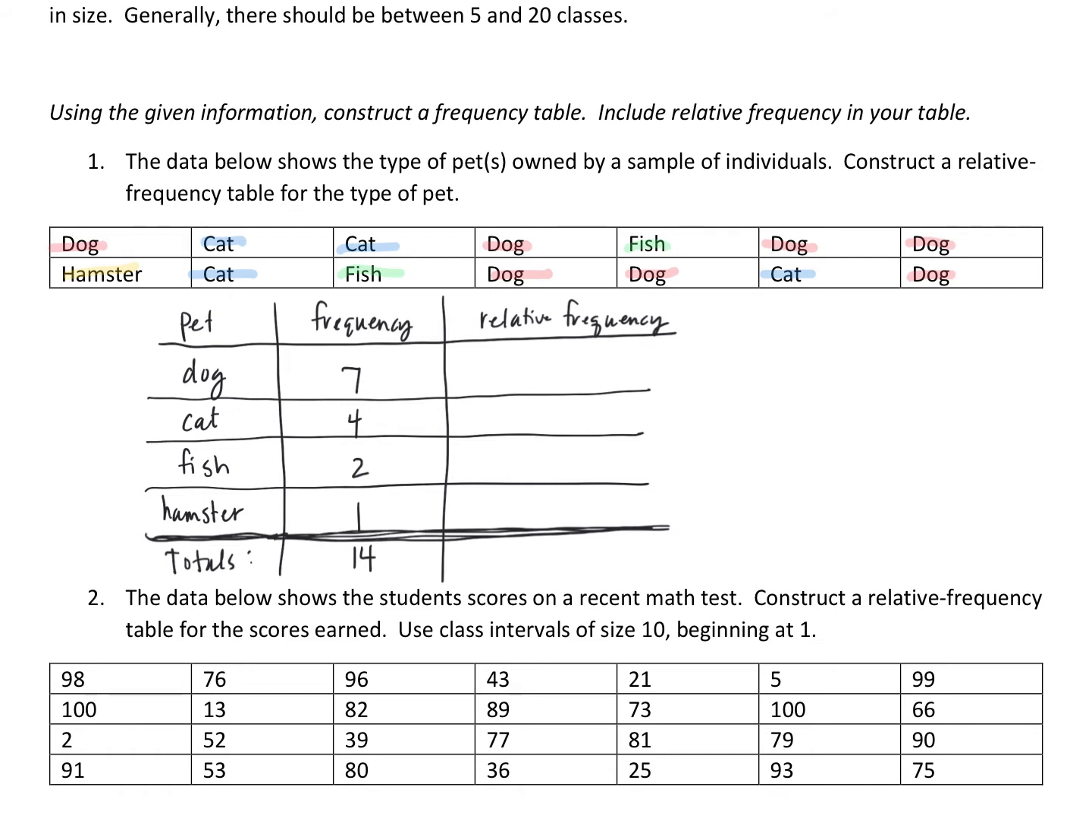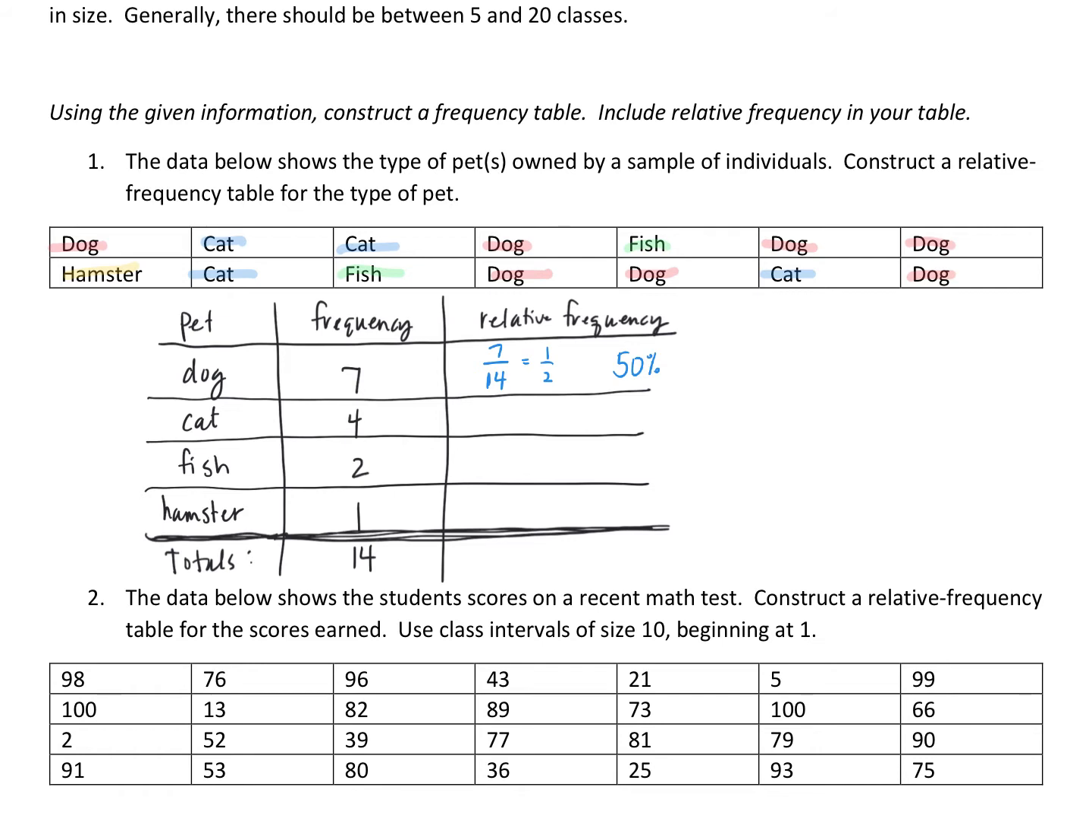So for each one, what you want to do is you want to take the frequency, so for dog it's 7, and divide that by the total. So 7 over 14 is the relative frequency. If you were going to leave it as a fraction, you could just reduce the fraction, or you could write it as a decimal, or you can write it as a percent. So I'm going to write this as a percent. So this is 50%.